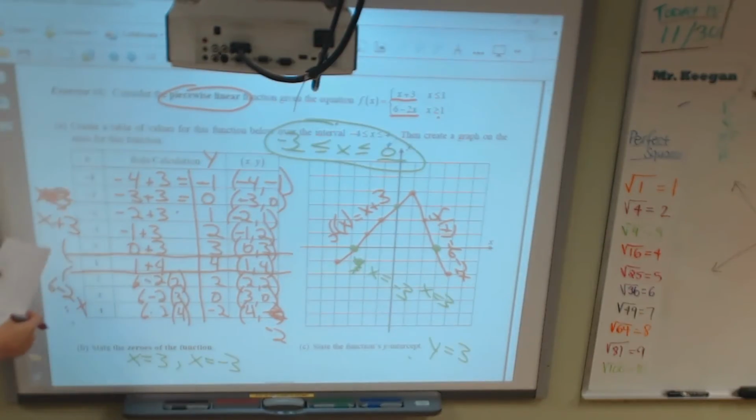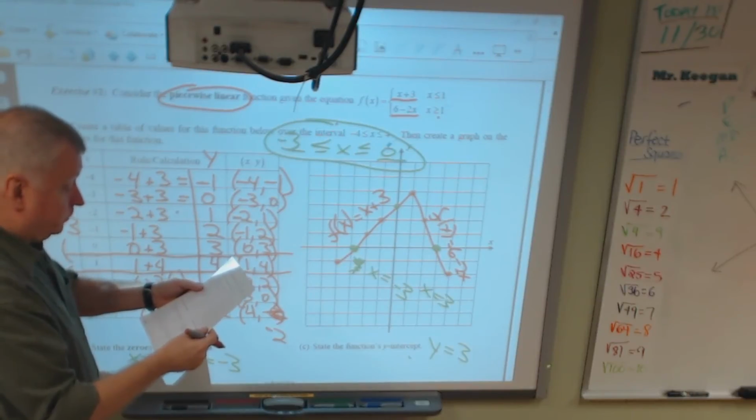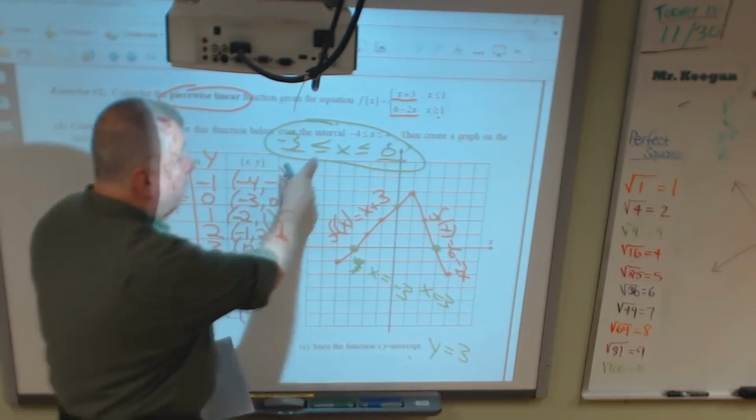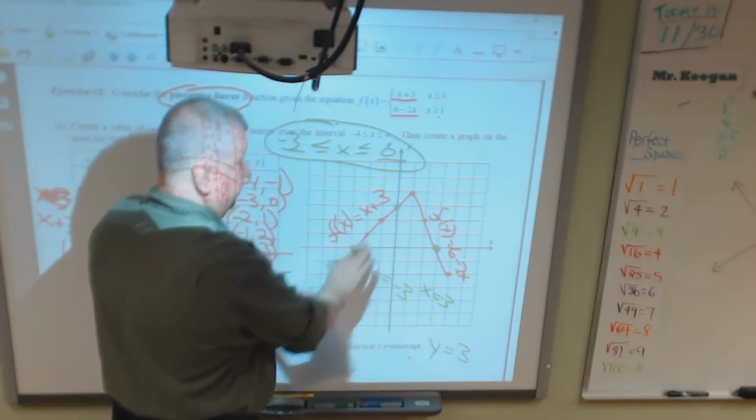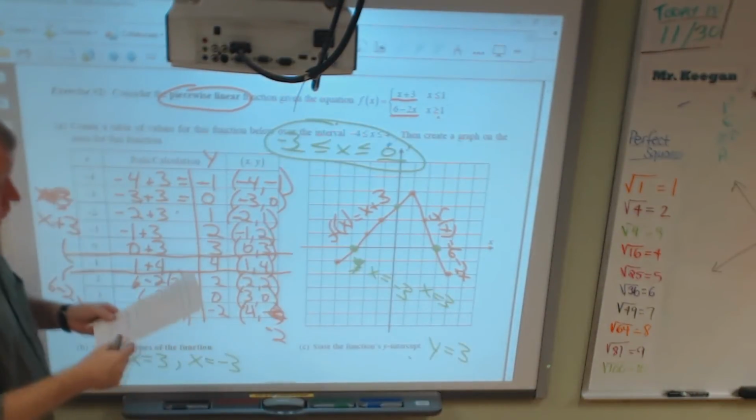That's the D, right? Is D increasing or decreasing? That would be increasing, because that's from here to here. It's going up. So you can use whatever you want, okay?